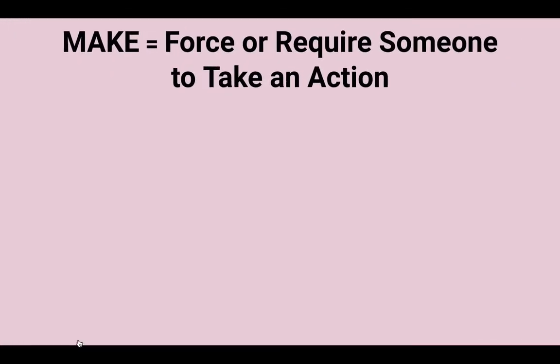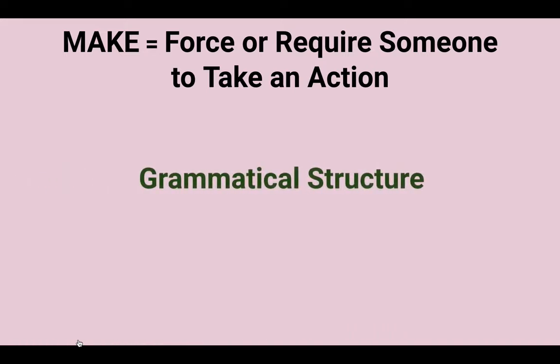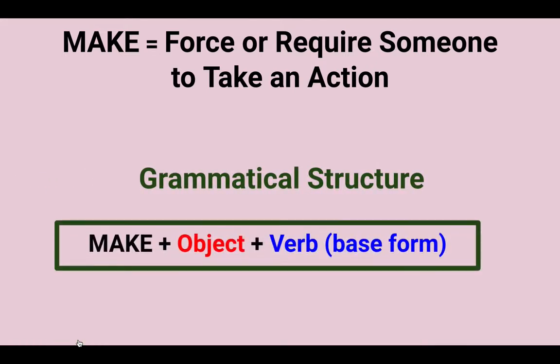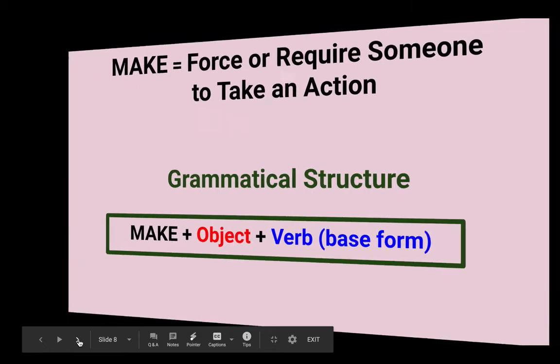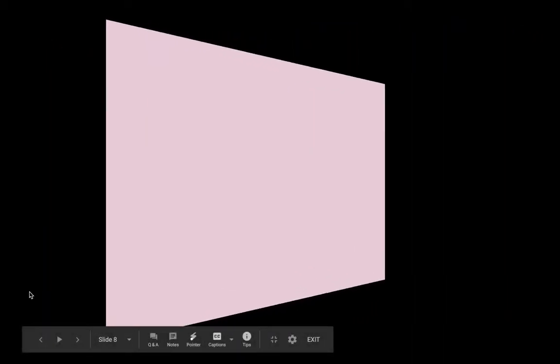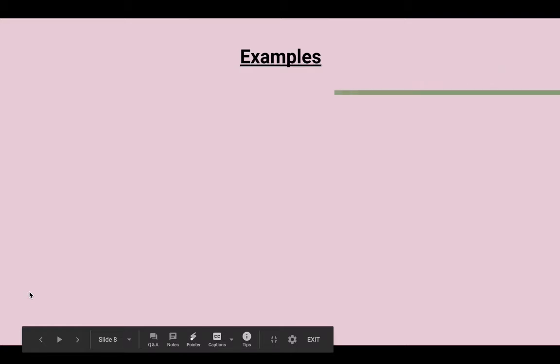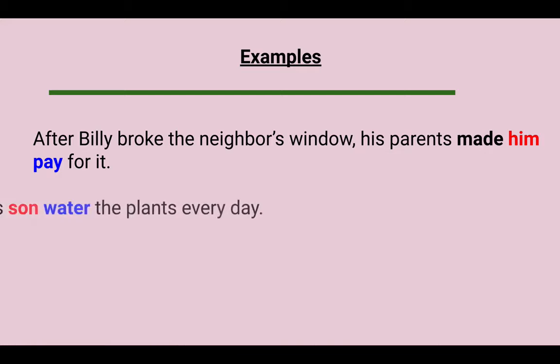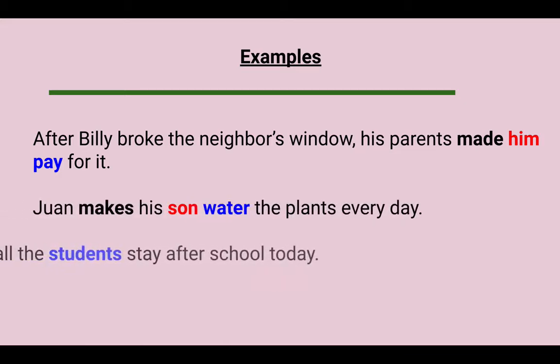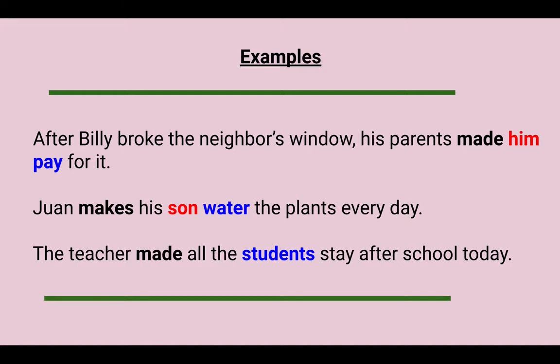All right, our next verb up is make, to force or require someone to take an action. And again, after make, we use an object and the base form of the verb. A couple of examples. After Billy broke the neighbor's window, his parents made him pay for it. So the parents did not pay for the window, but they caused Billy to pay for it.